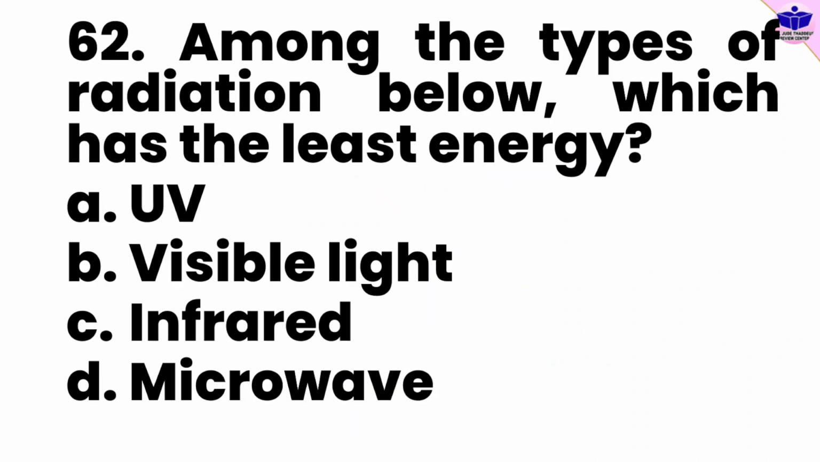62. Among the types of radiation below, which has the least energy? A, UV, B, visible light, C, infrared, or D, microwave. The answer is, which has the least energy? It's microwave. According to electromagnetic spectrum, the longer the wavelength, the least the energy. So among the four, ang may longest wavelength ay microwave. And after microwave, pataas ng increasing energy is from microwave, tapos infrared, and then visible light, the Roy G. Biv, at saka UV.